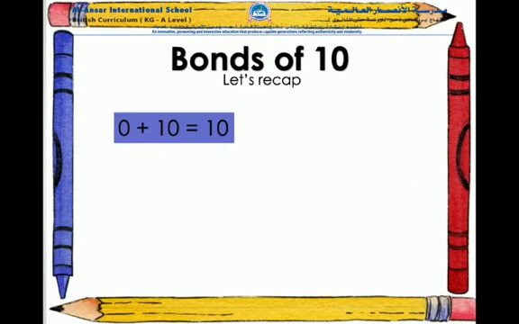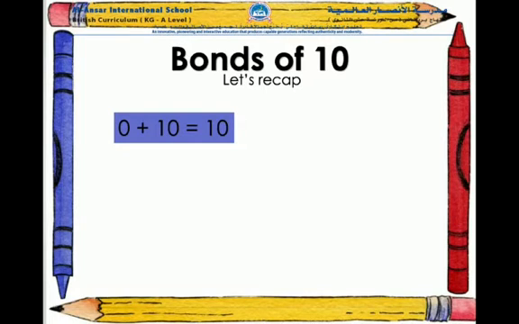Let's recap. What are the bonds of tens? Remember, the bonds of tens mean two numbers that we put together to make the whole 10. Remember, 10 is our whole here. If you can, write down all the bonds of tens that you can remember.